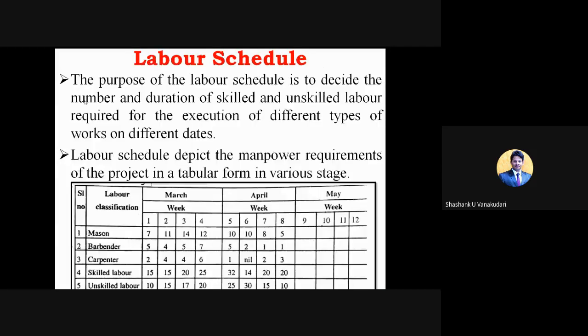Moving on to the next type of schedule, that is the labor schedule. The main purpose of this labor schedule is to decide the number and durations of skilled and unskilled labors which are required for the execution of different types of works on different dates. Initially the labors are divided into two parts, that is skilled labors and unskilled labors.